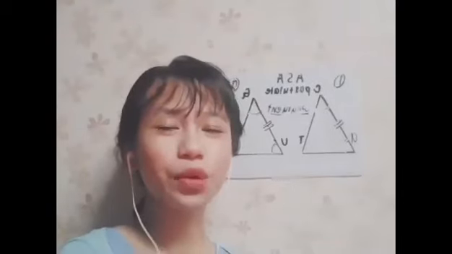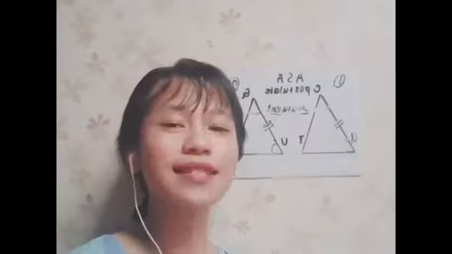Hey guys, I'm Rhea May, and I'm going to explain to you the angle-side-angle, or ASA, postulate. This postulate says that triangles are congruent if two angles and the included side are equal to those of the other triangle. Let's compare two triangles. So we have an example.